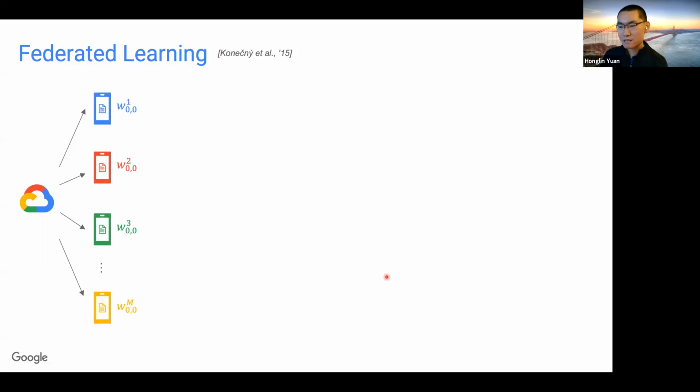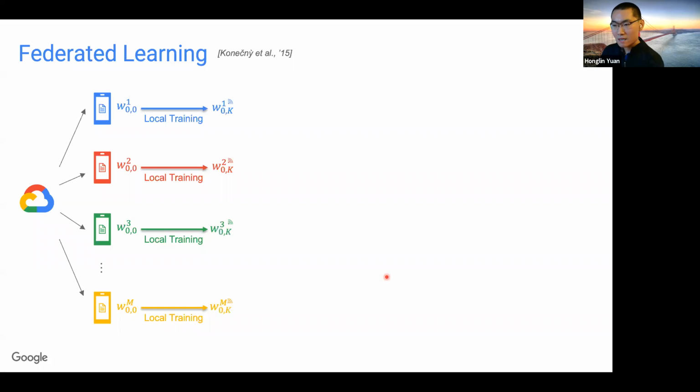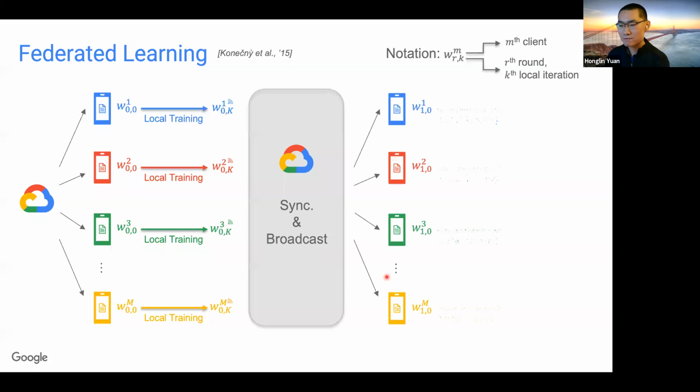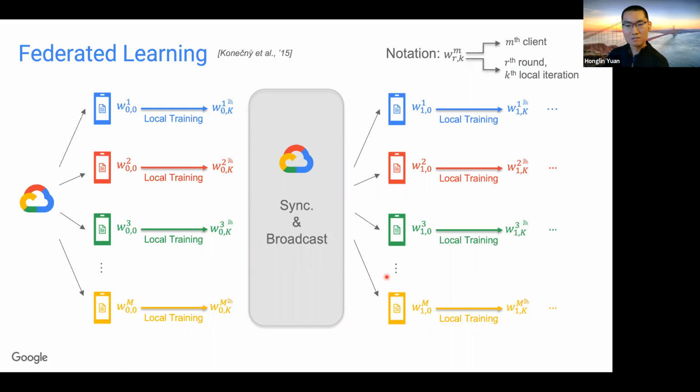A typical federated learning process involves a series of rounds. At each round, the server sends an initialization to the clients. The clients perform local training for a certain number of steps with their local training data and send the updates back to the server. The server then synchronizes the updates and broadcasts back to the clients. The benefits of federated learning include better privacy guarantees, improved communication efficiency, and allowing massive contributions.